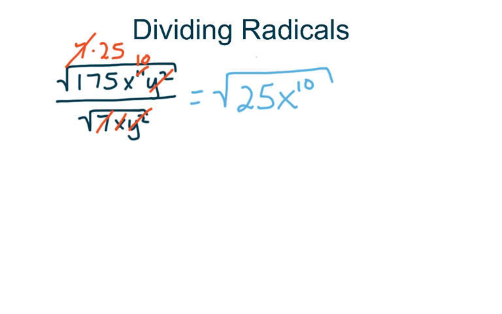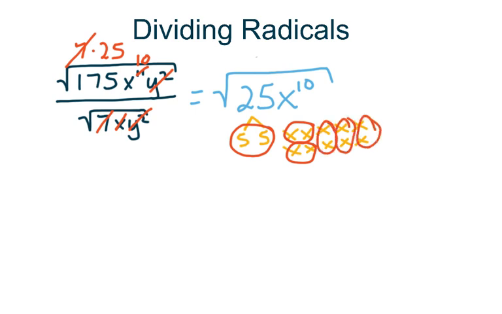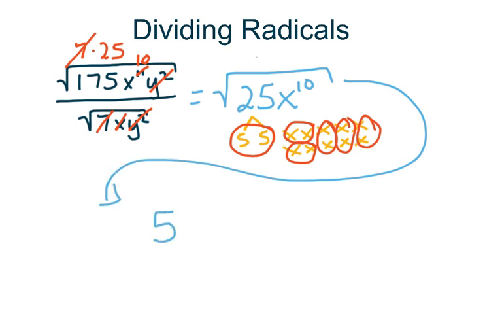So now we can break it up and simplify this radical. 25 is the same thing as a 5 times a 5. We have 10 x's: 1, 2, 3, 4, 5, 6, 7, 8, 9, and 10. Remember, because it is a square root, we're looking for pairs. Every pair comes out as a single. So I have a pair of 5s and 5 pairs of x's. So this now simplifies to a 5 on the outside.